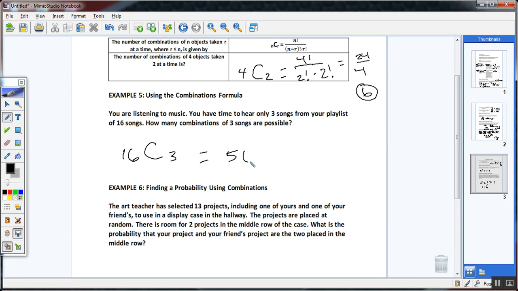Guys, the key concept here is, do you understand when arrangement matters and when arrangement doesn't matter? Arrangement matters for permutations. And arrangement, or order, if you will, does not matter for what? Combinations. Okay.